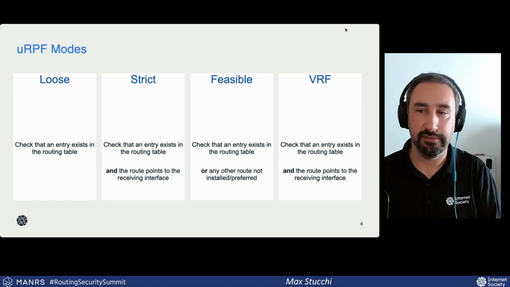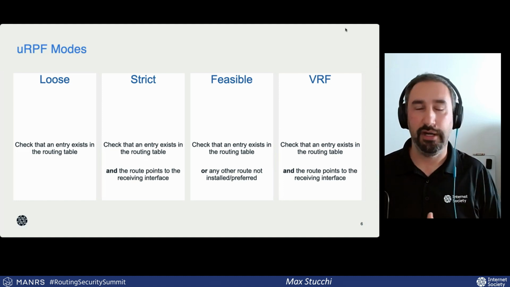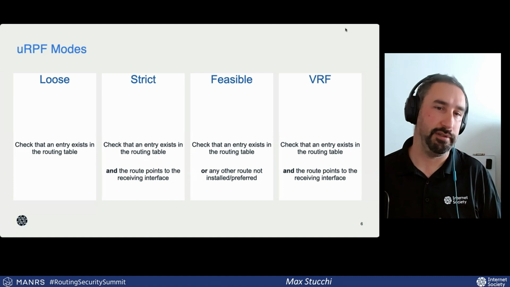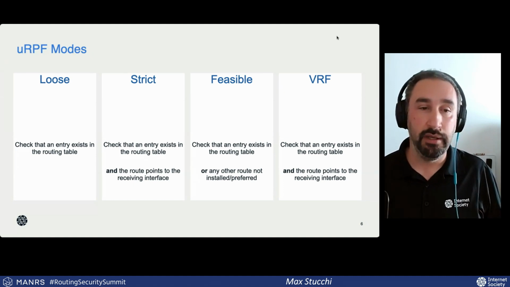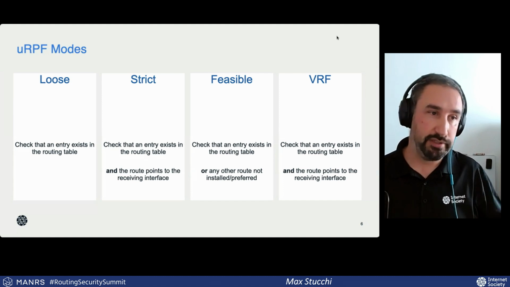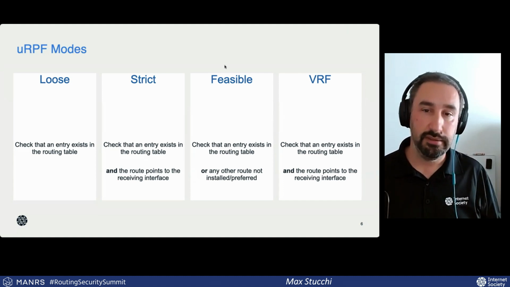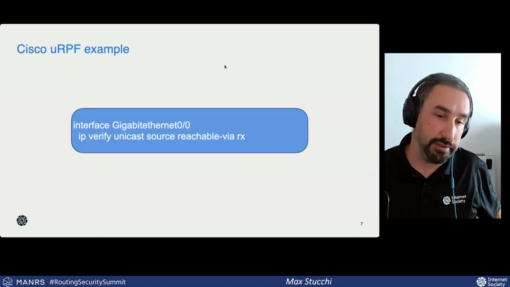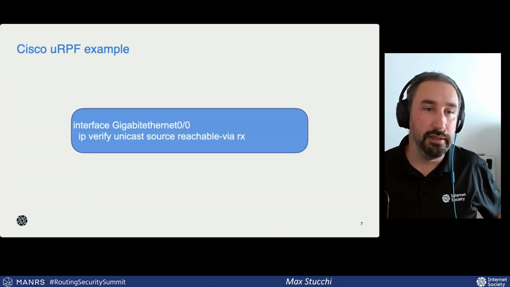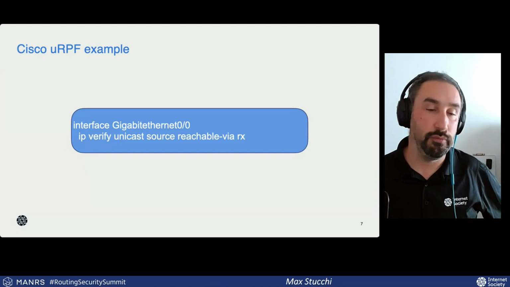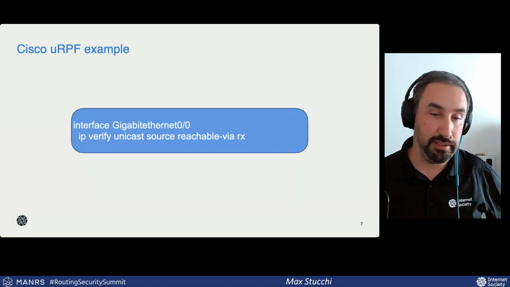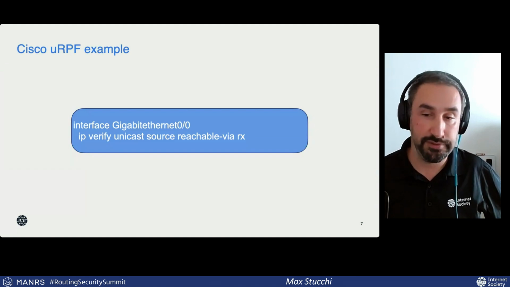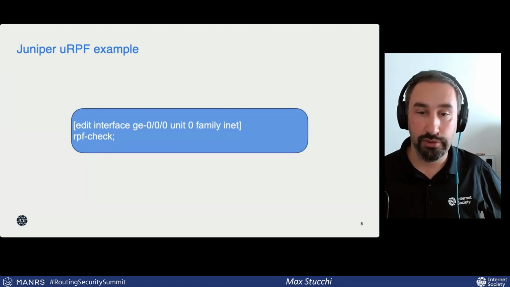And we all know that a lot of traffic comes via asymmetric routing. So the recommendation is to not do that. Just enable strict towards your customers. And here we have an idea of how you can do that. This is on Cisco, where you just go into the interface configuration and tell it to verify the unicast source reachable via the received interface. You can do it with Juniper.